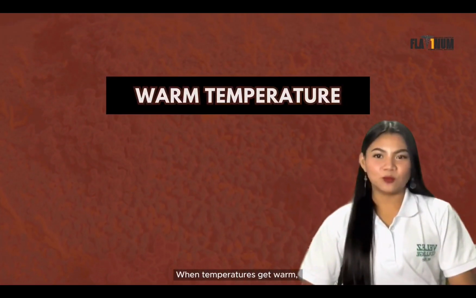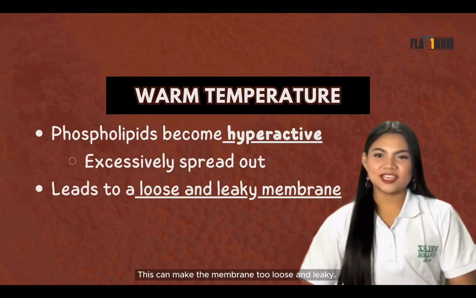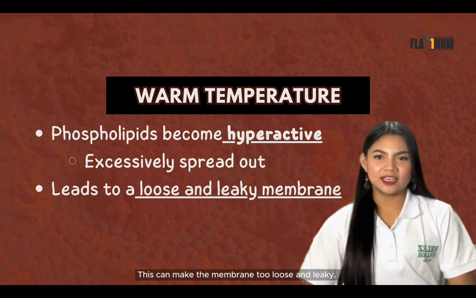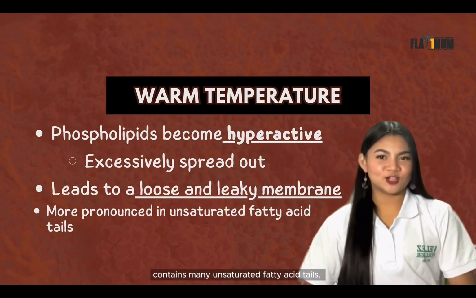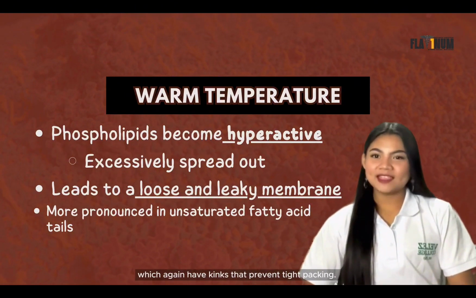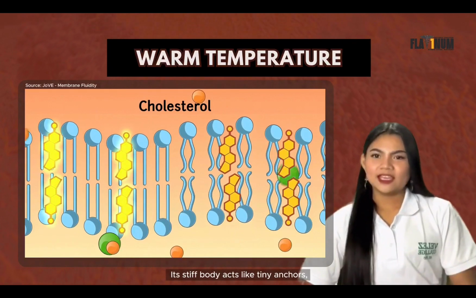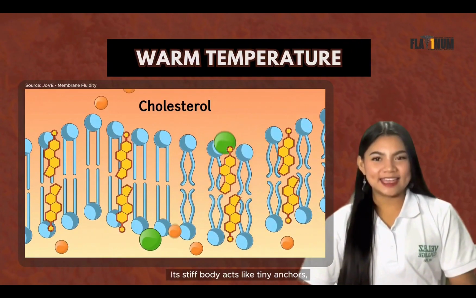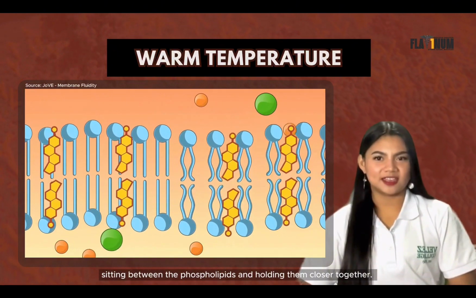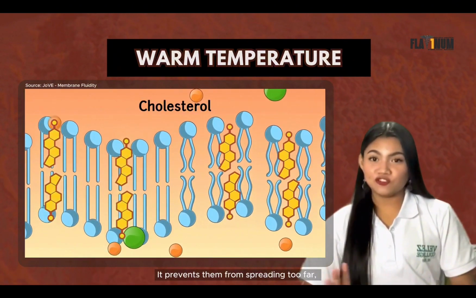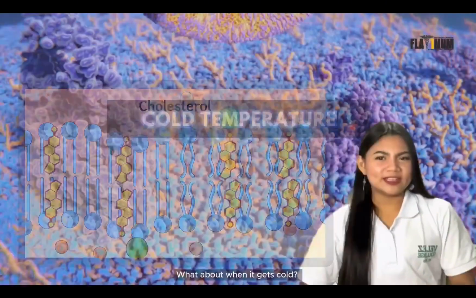When temperatures get warm, phospholipids get super active and spread out too much. This can make the membrane too loose and leaky. This effect is especially evident when the membrane contains many unsaturated fatty acid tails, which again have kinks that prevent tight packing. But cholesterol steps in. Its stiff body acts like tiny anchors sitting between the phospholipids and holding them closer together. It prevents them from spreading too far, keeping the membrane from getting too fluffy. What about when it gets cold?